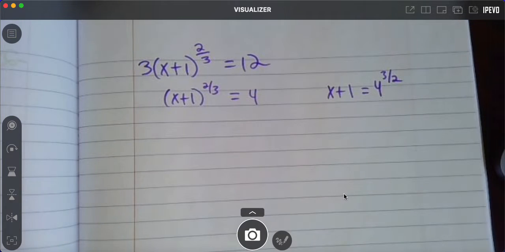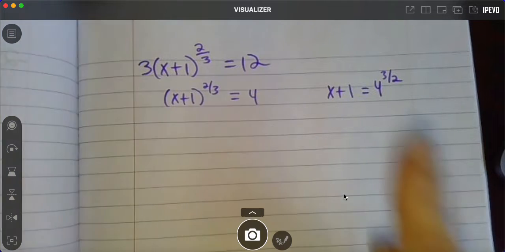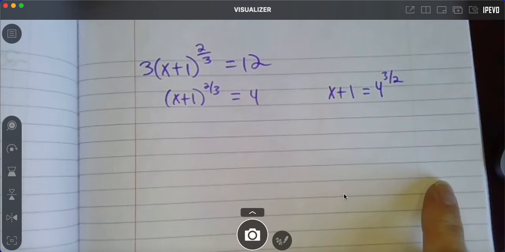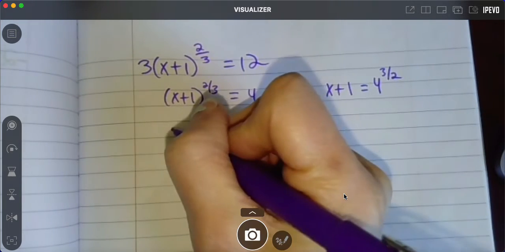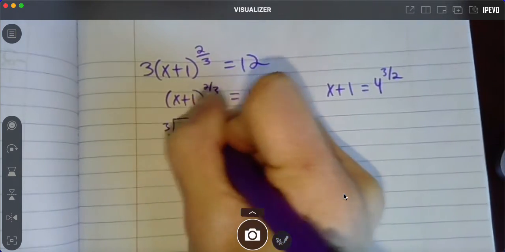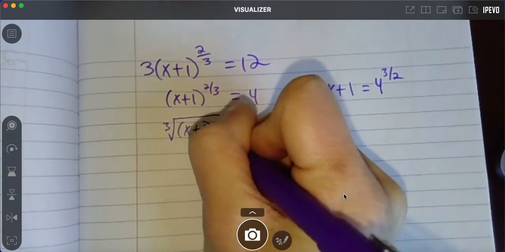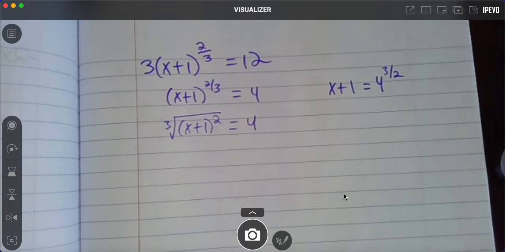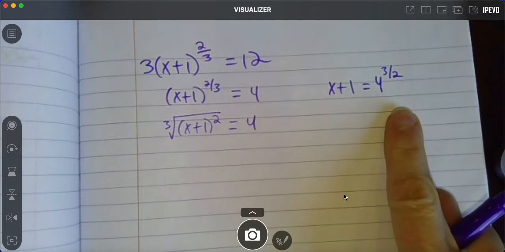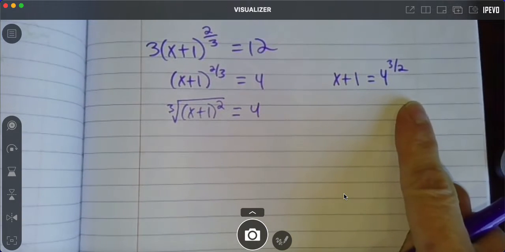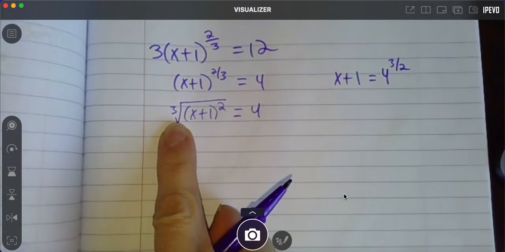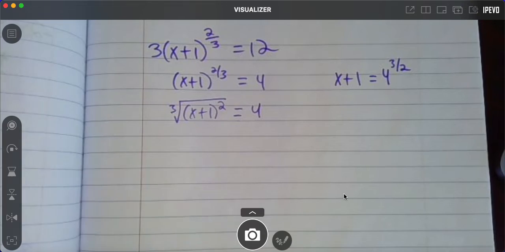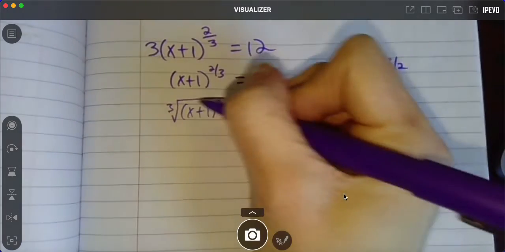That's what they do. What I do is I rewrite it. So you could work it out this way. But I'm going to rewrite it as the cubed root of x plus 1 squared equals 4. Okay? Now, they'll get the same thing as me. To get rid of a cubed root, what do I do? I take the cube of it, right? Does everybody understand that? Cube and cube root.